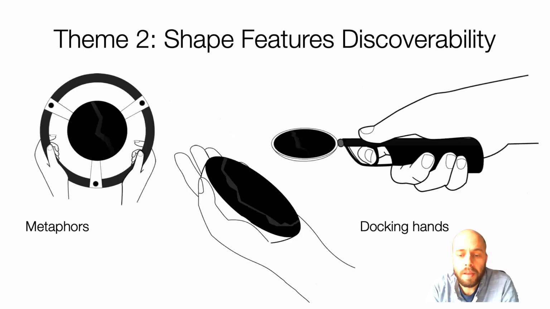The second most recurrent theme concerns the discoverability of how to hold the device. By discoverability, we mean how the shapes invite users to hold and interact with the device in the correct way without prior instructions. Participants particularly discussed two kinds of solutions for increasing discoverability. First, using metaphors such as this wheel-shaped device on the left, or using shapes where the hand can dock in a certain way.